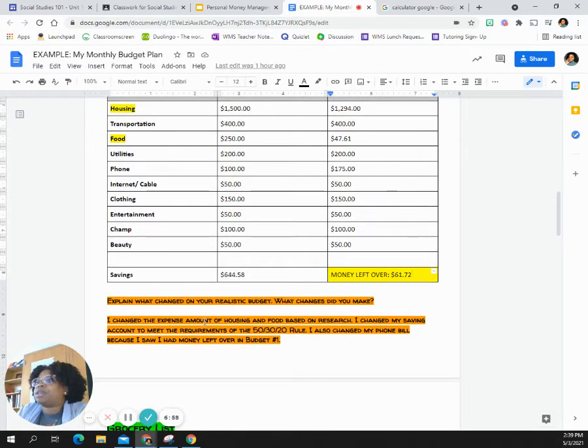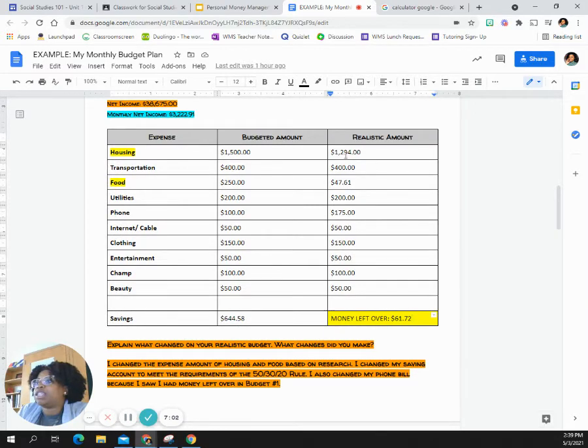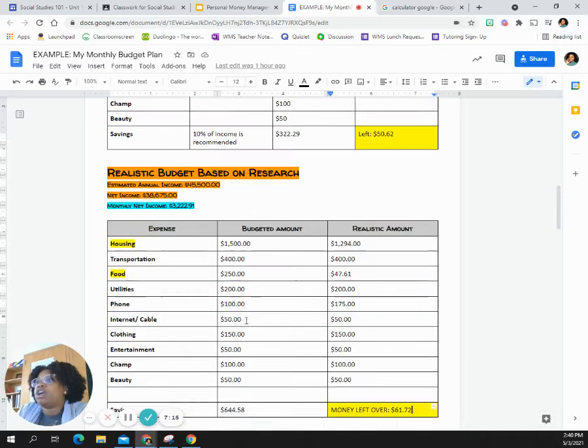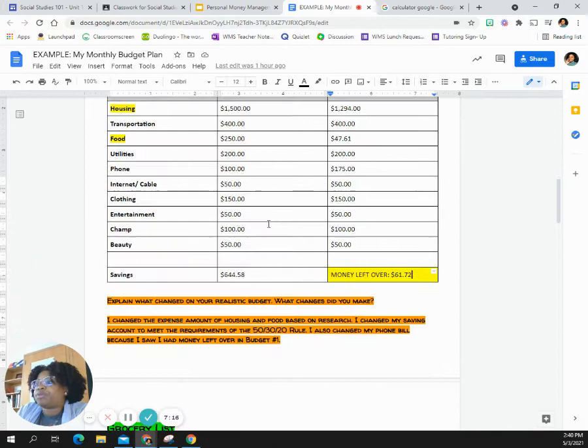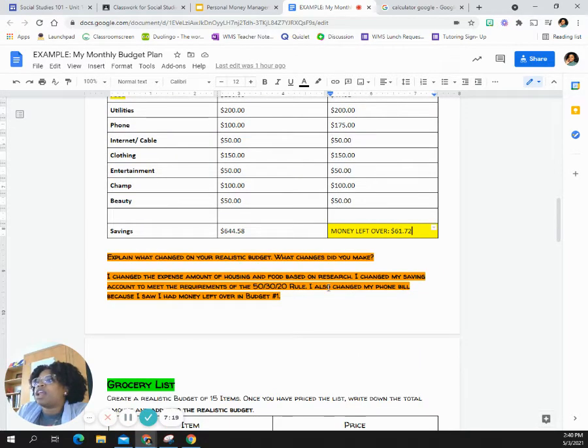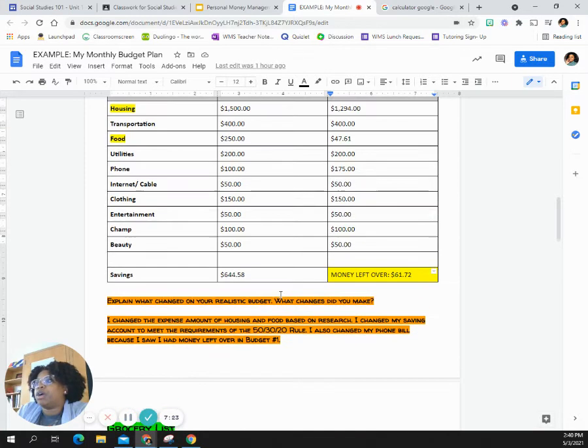I changed the expense amount of my housing and food based on the research, which we know. So I made a change here and I made a change here. Then I changed my savings account to meet the requirements of the 50-30-20 rule. The 50-30-20 rule states that 20% should be in my savings account, which changed from budget number one. Okay. Then I also changed my phone bill because I saw I had money left over in budget number one.